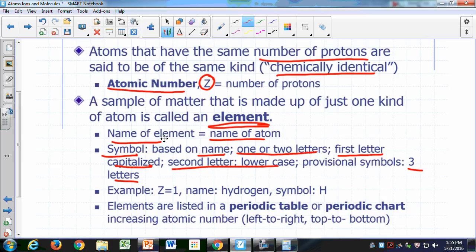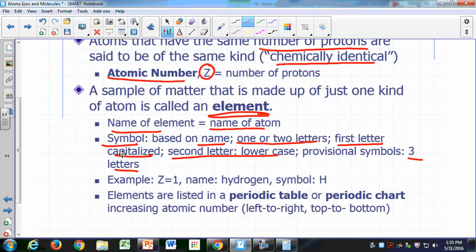So let's look at some examples. The simplest atom is the one that has 1 proton, Z equals 1, and the name of that atom is hydrogen. If you have a collection of atoms and they all have just 1 proton each, that collection of that element would be called hydrogen. The symbol for that is just a 1-letter symbol, capital H.